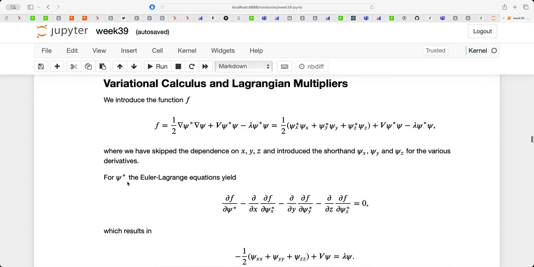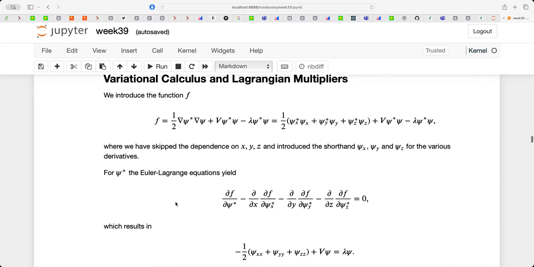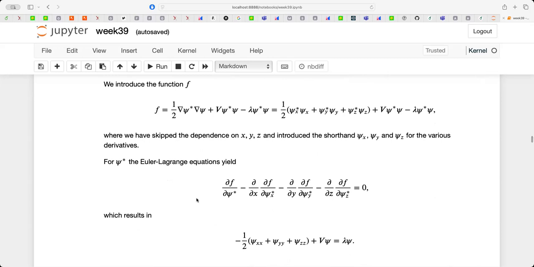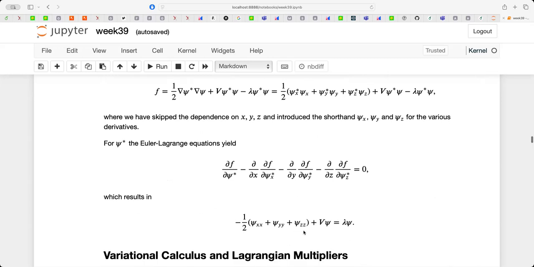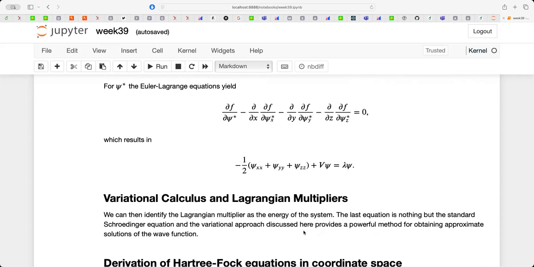And then for psi, we use the Euler-Lagrange equations, which are the equations that follow from the optimization, or minimization or maximization. If we do that and plug in, this simply results in the famous equation which we have here, which is Schrödinger's equation. So this shows you the power of the variational calculus, that you can start from an expression for the energy and derive the equations of motion. For those of you more familiar with classical mechanics, this is the same approach you would use to derive Newton's equations of motion.